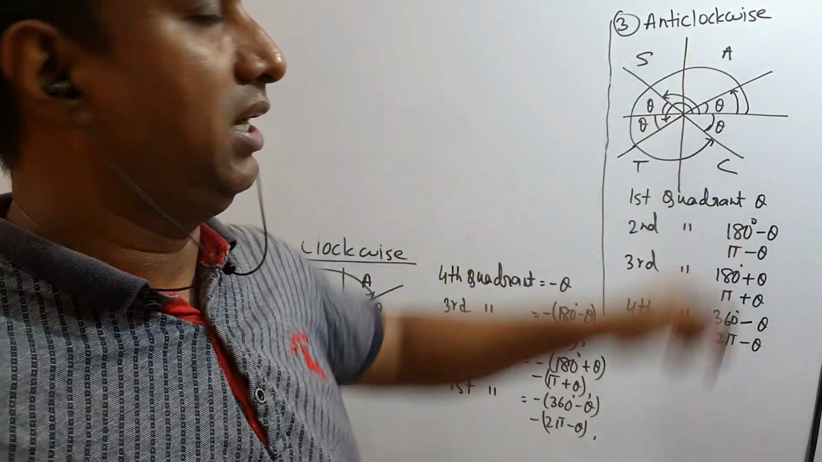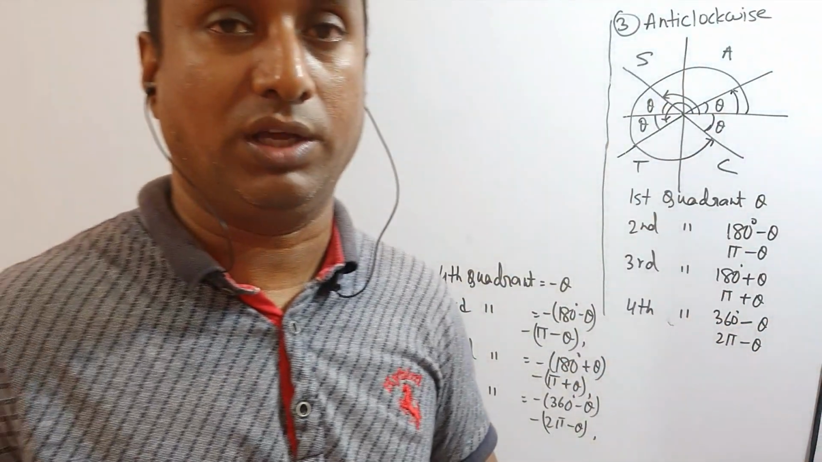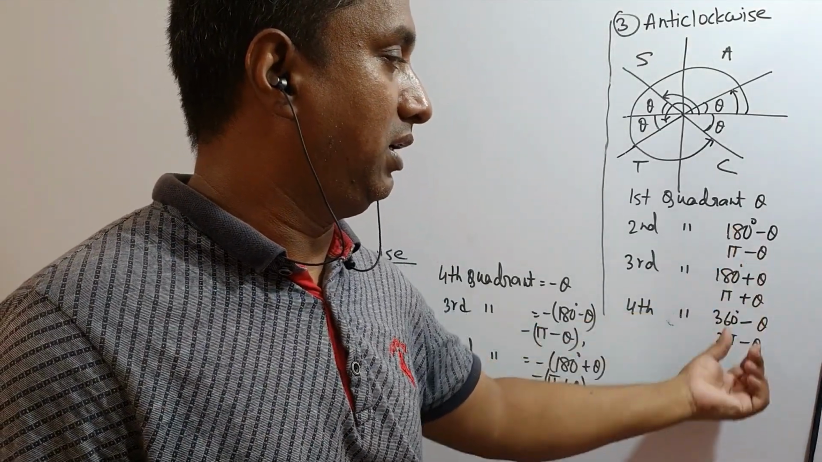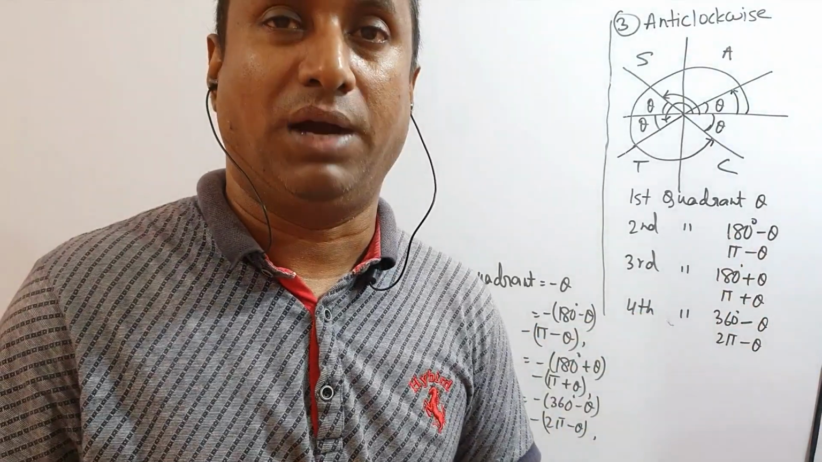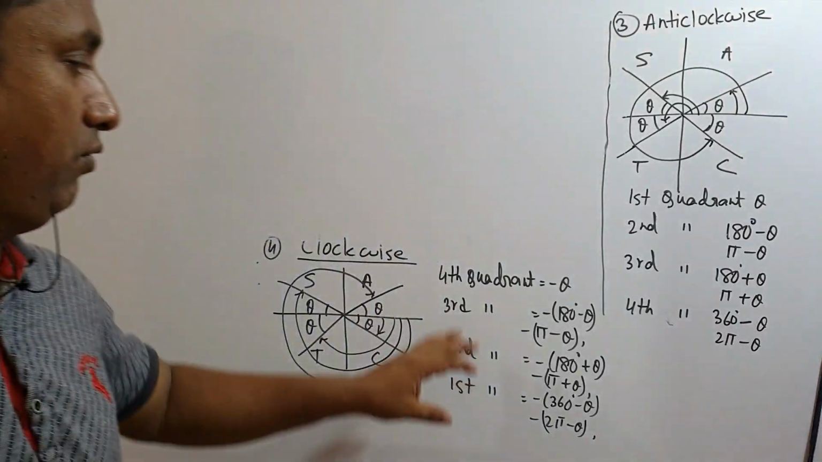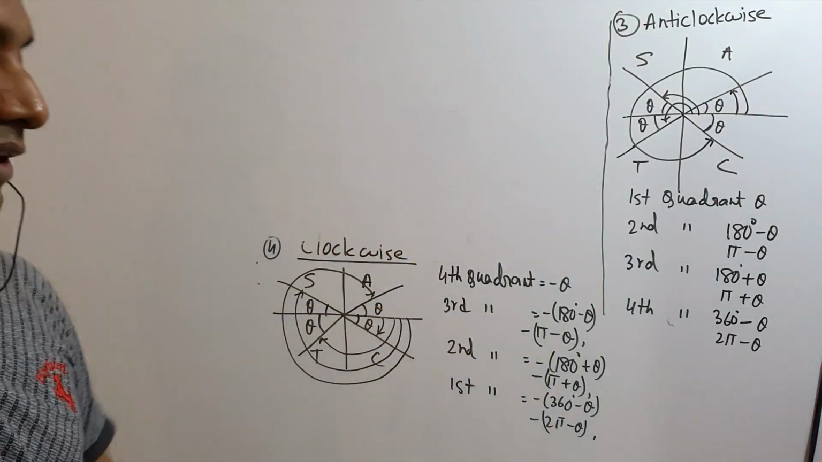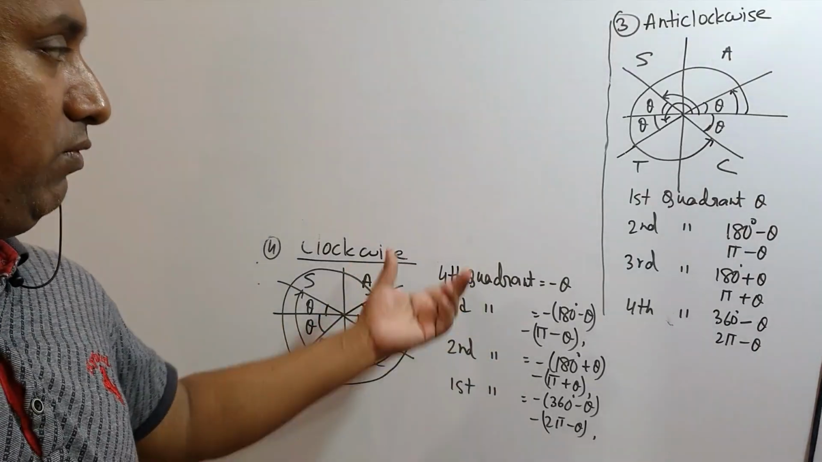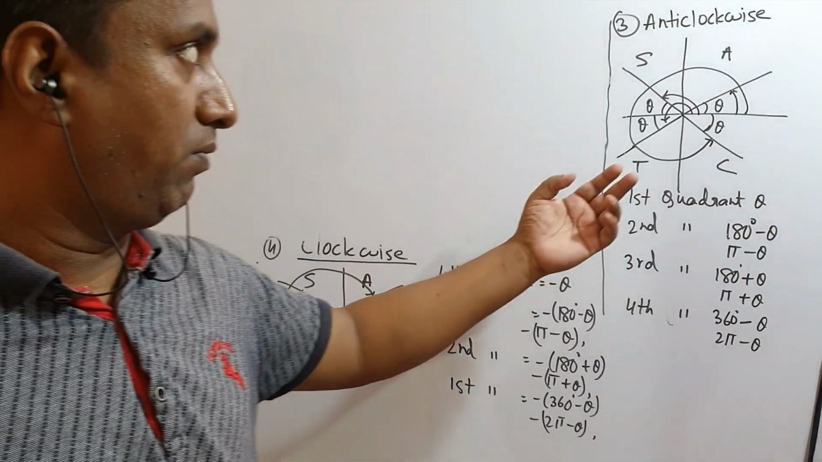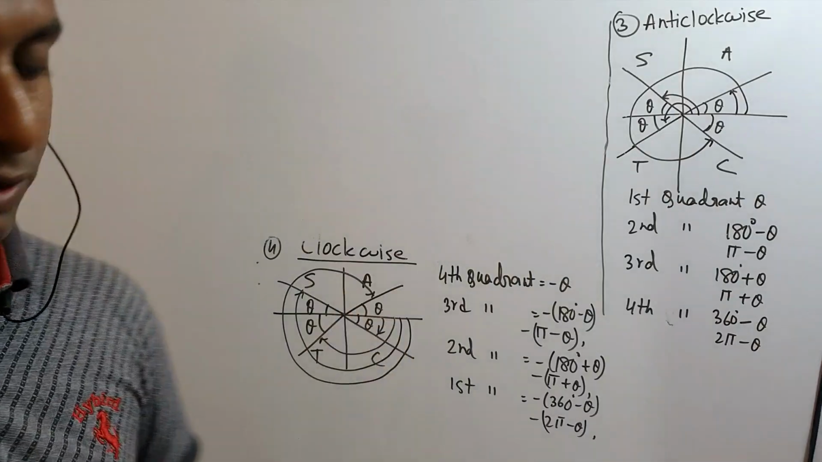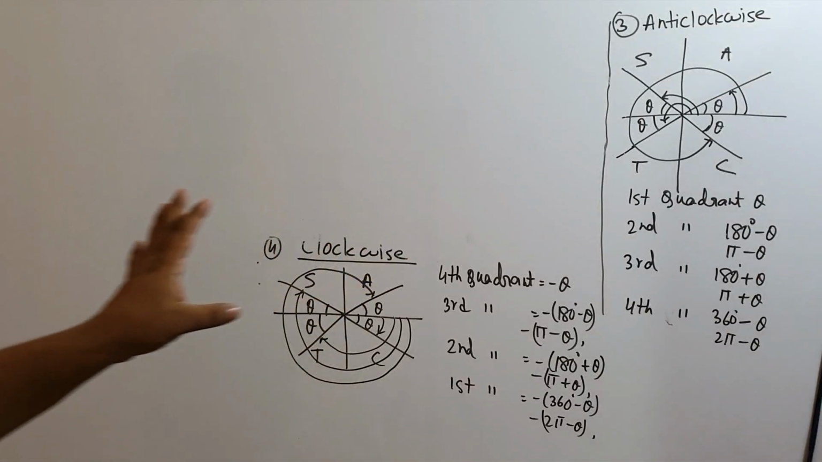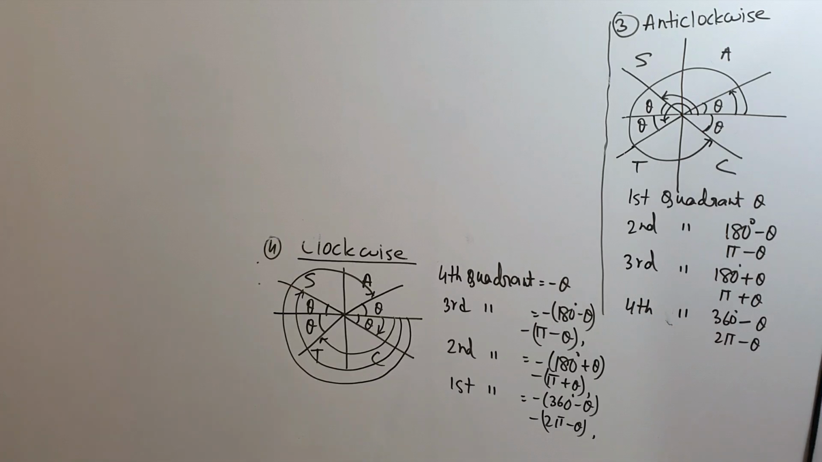Same as if the range is given in radian, then instead of degree you can write pi. And if a negative range is given, you must use the clockwise sense. I will give you one more example of anti-clockwise and clockwise from both sides. If you go through these things thoroughly, I think you can solve trigonometric equations properly.